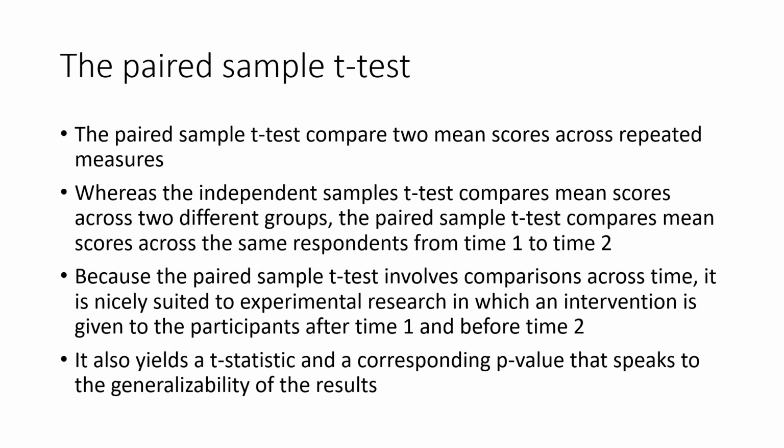As I said, these are quite common tests for psychologists, and the reason is you might have a sample, you calculate a mean score, whatever that might be at time 1, and then between time 1 and time 2, you implement some kind of intervention to see whether or not the intervention has an effect on the mean score at time 2. Like the independent samples t-test, the paired sample t-test also yields a t-statistic and a corresponding p-value that tells you something about the extent to which your results can be generalized from the sample to a population.